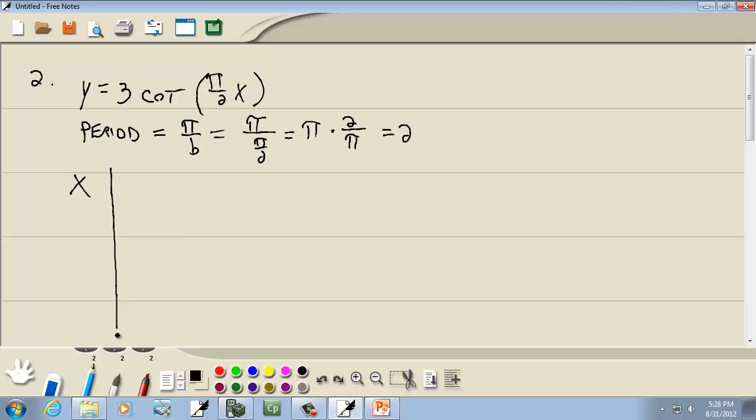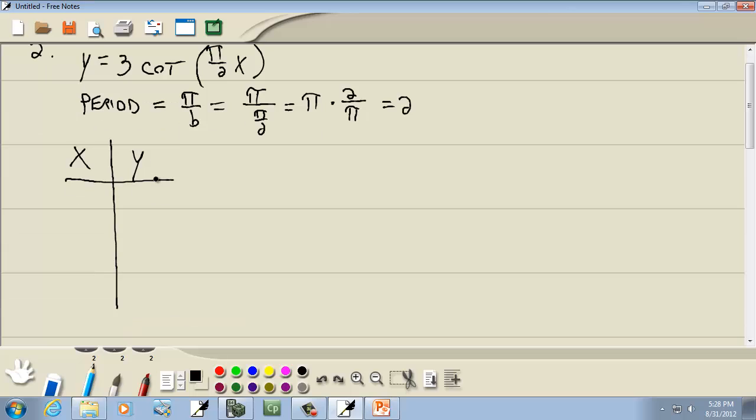Okay, so we'll build our chart here, a t-chart, and we've got 2. Oops, sorry, this is 0. 2 down here. That's our period. This is 0. Right here is half our period, which is 1. Here's a quarter of our period, which is 1/2. And here's 3/4 of our period, which is 3/2.